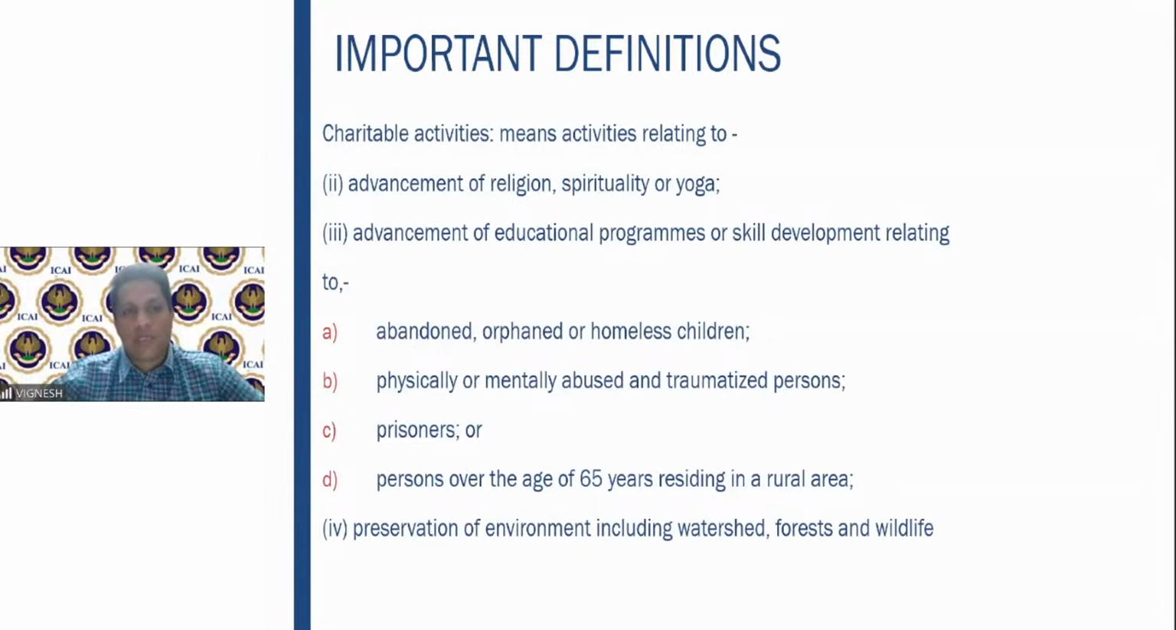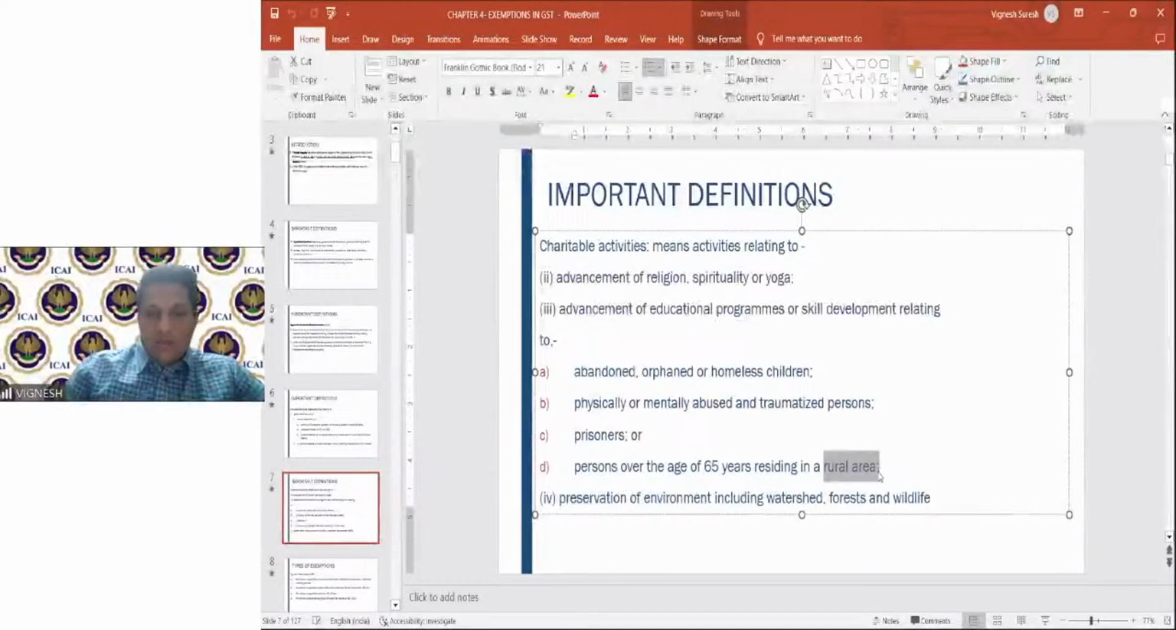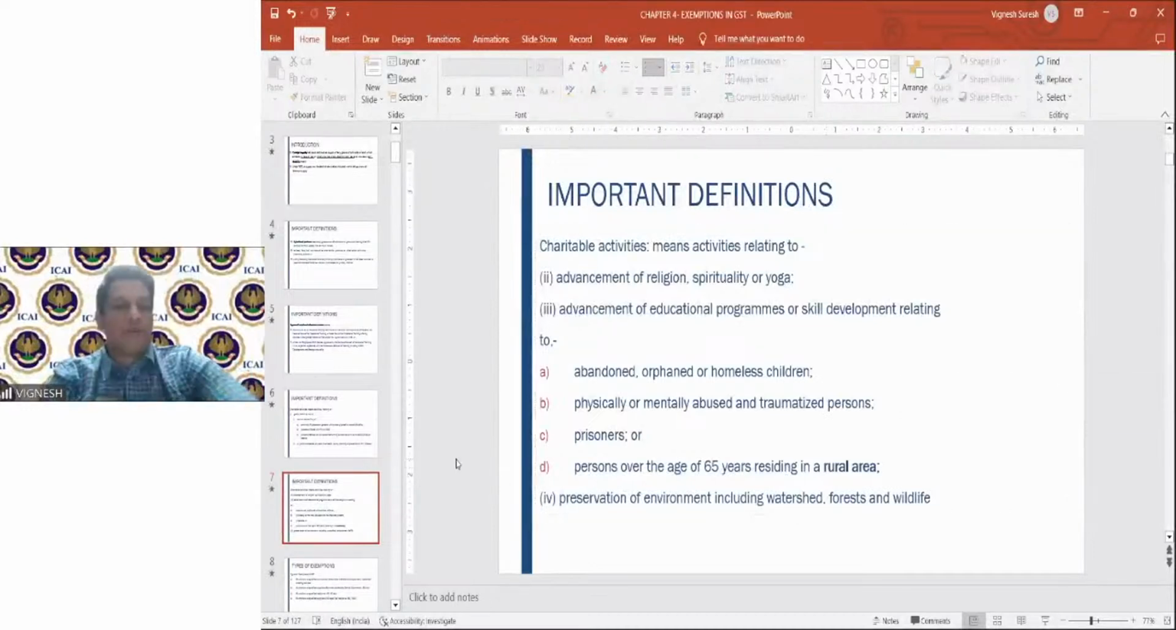Abandoned, orphaned, or homeless persons; physically or mentally abused and traumatized persons; prisoners; or persons above the age of 65 years residing in rural area. This is an important point which you have to remember: rural area. You may get asked a question. In the past, it was asked in the examination that the same facts were given, but there it mentioned Bangalore. That means it is an urban area, so the exemption will not come. If you are doing educational programs or skill development for persons above 65 years residing in rural area, that we have to cover. But the first three parties need not reside in rural area to enjoy the charitable activity tag. They can be in the urban area also. I hope it is clear.